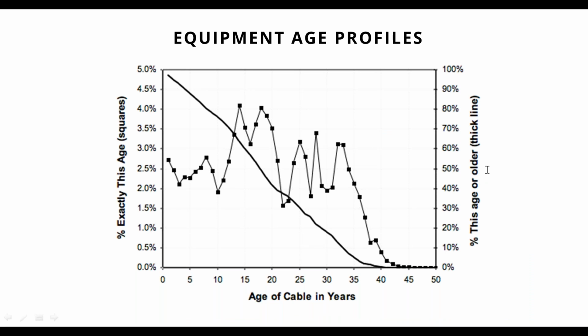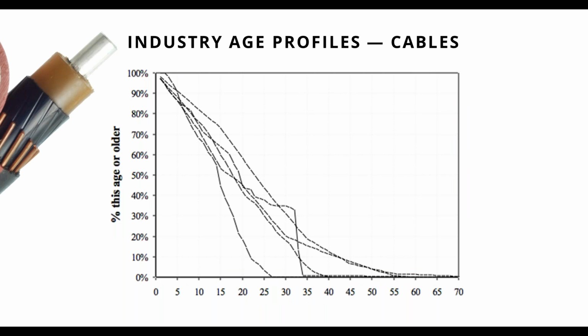So if you're going to address rigorously the issue of aging infrastructure, you need to know what you've got in terms of population age. This is just an example of data from a utility on how old their cable is. Each square is the percentage of cable that is exactly that year old, and the solid line is the percentage of cable that is that many years or older. You can see for this particular utility, about 20% of their cable is 30 years and older. This is an example of the type of data you would want to have if you're going to address aging infrastructure.